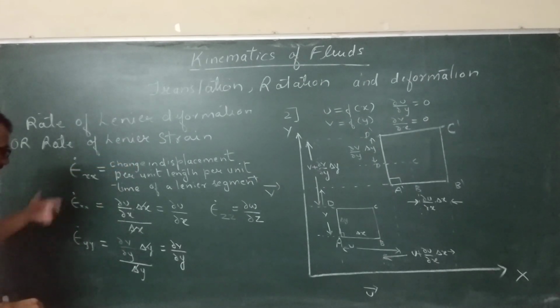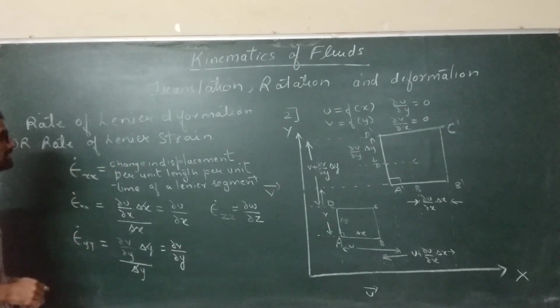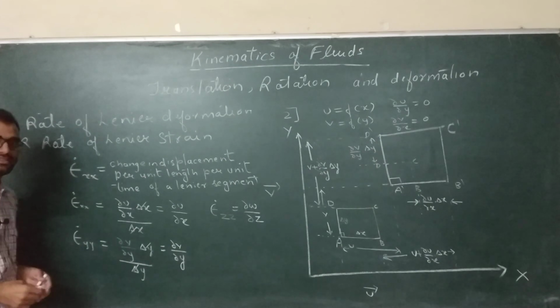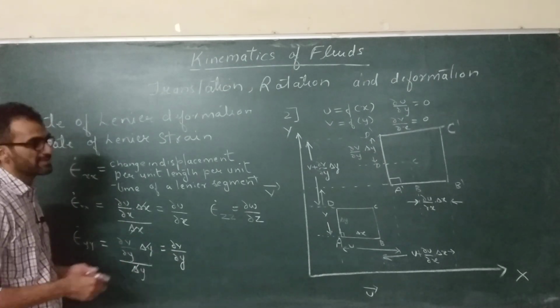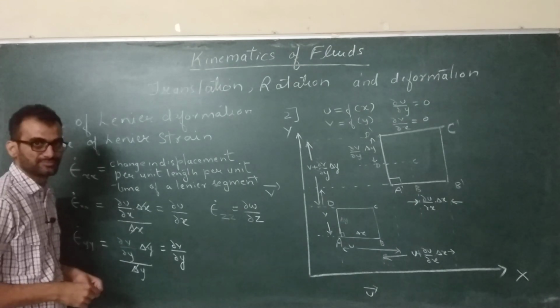Okay, so this is one case of linear strain. Now in the next part we will see a more generalized case where U and V are components of both spatial coordinates X and Y. Thank you.